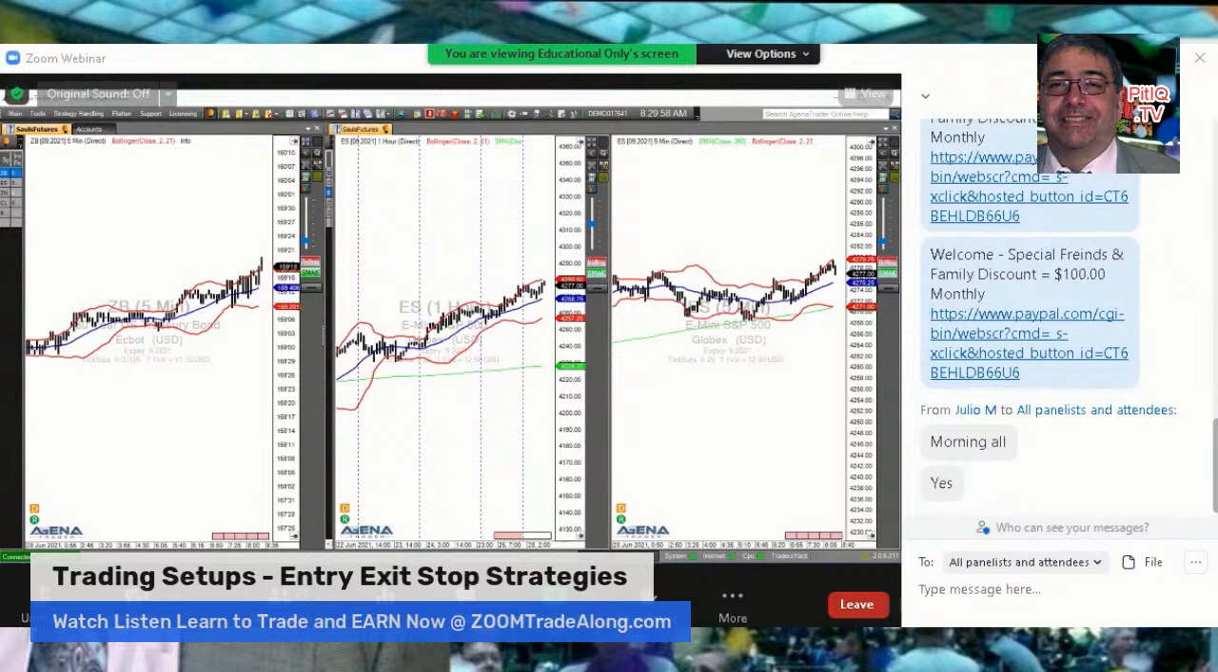Pivot 78, resistance at 84, 89, 94, and 4,300. Support below at 72, 65, 60, and 54.